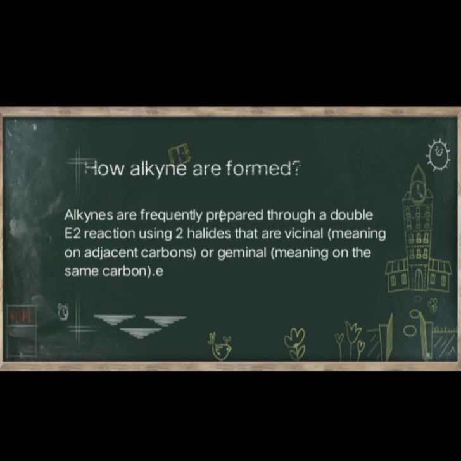How are alkynes formed? Alkynes are frequently prepared through a double E2 reaction using two halides that are vicinal, meaning on adjacent carbons, or geminal, meaning on the same carbon. The reason is that the E2 reaction takes place twice, bonds are formed, and thus an alkyne is created.